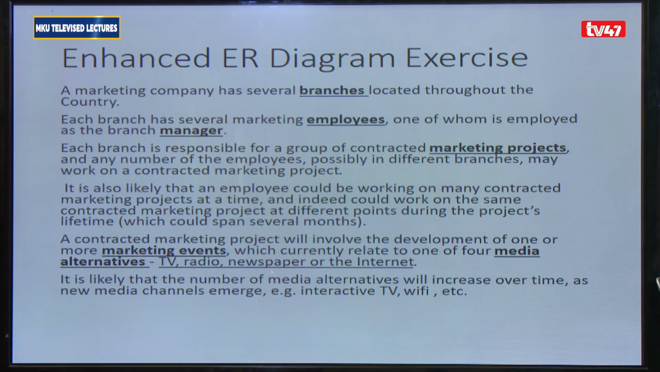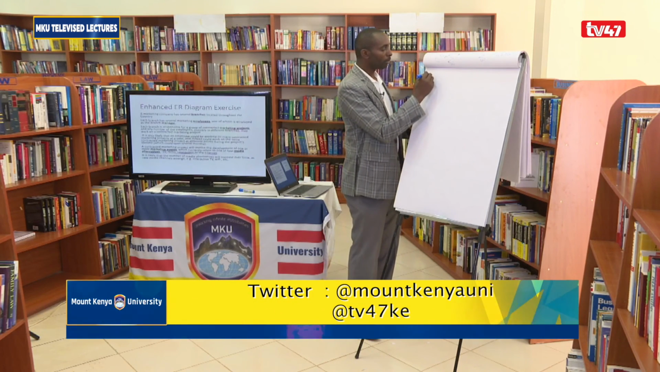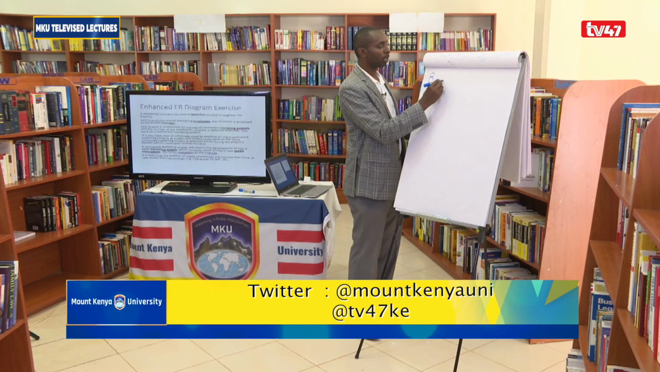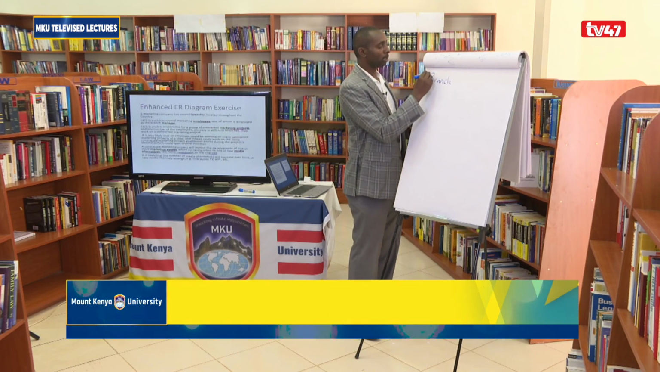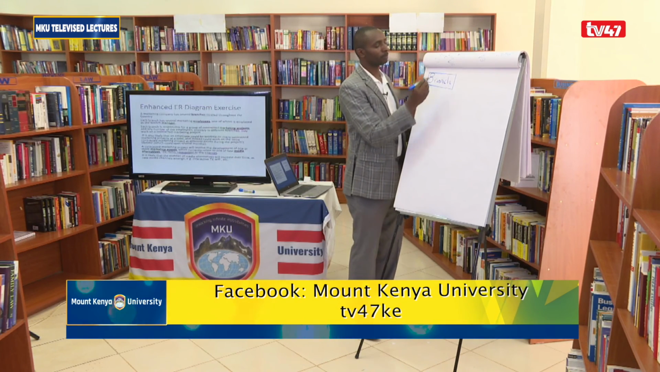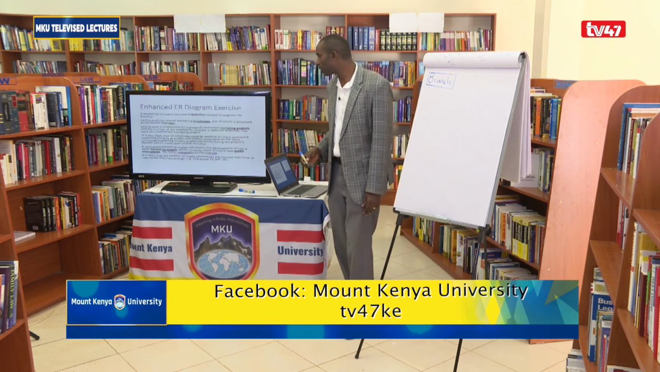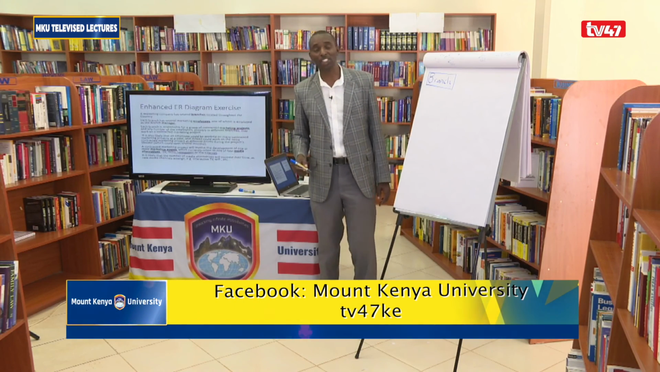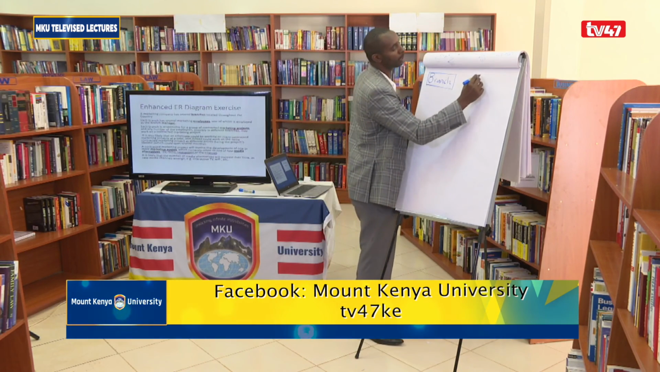So I have highlighted for you the various entities that we have, and I want us to draw this enhanced entity relationship diagram. So branch is an entity, and branch has employee.